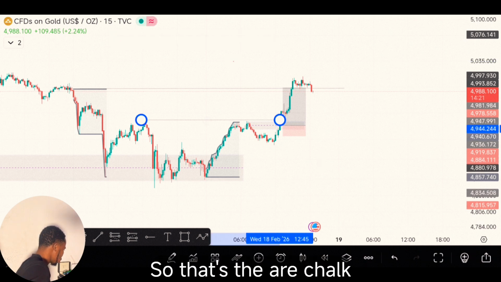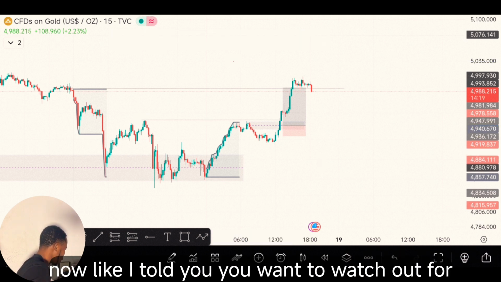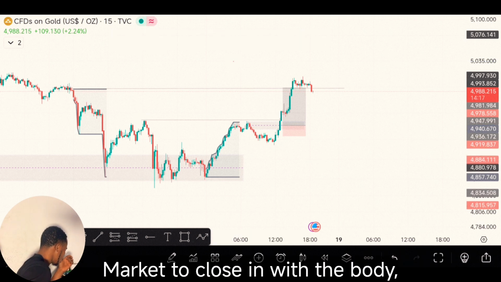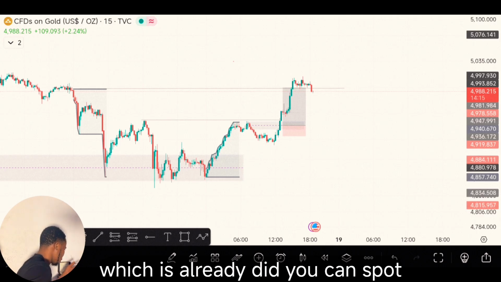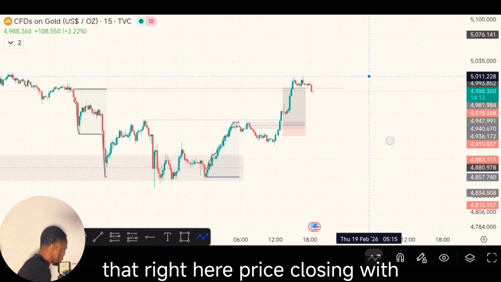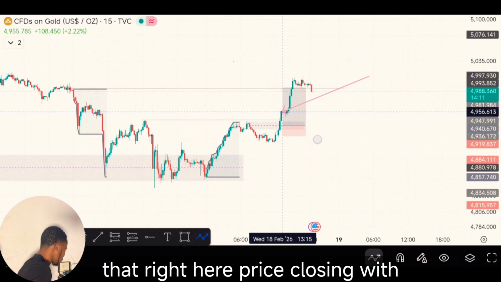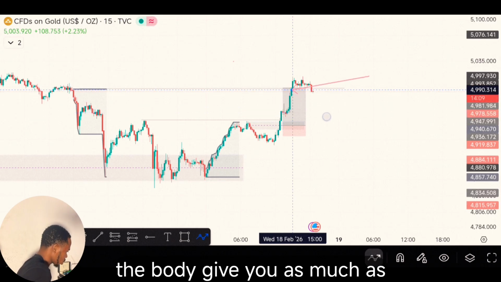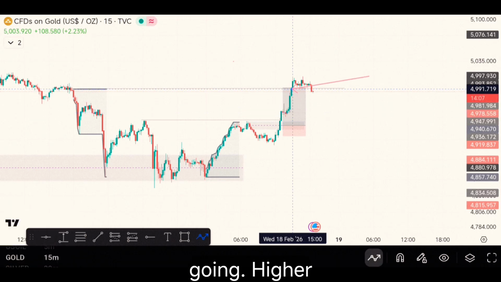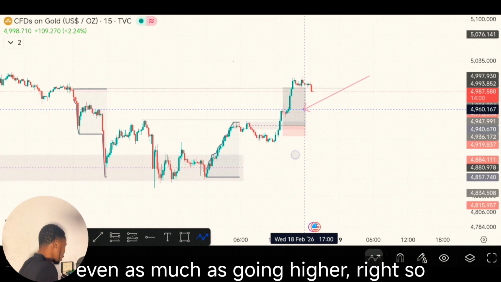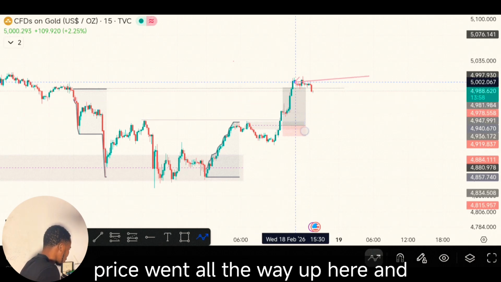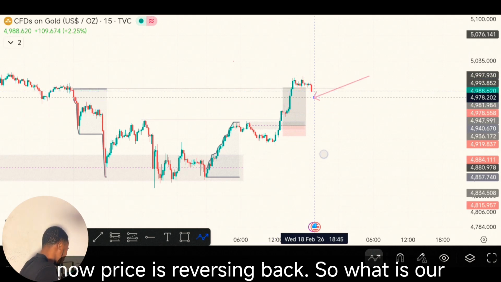So this is our chalk. Now, like I told you, you want to watch out for the market to close with the body, which it already did. You can spot that right here, price closing with the body, even as much as going higher. Right? So price went all the way up here, and now price is reversing back.